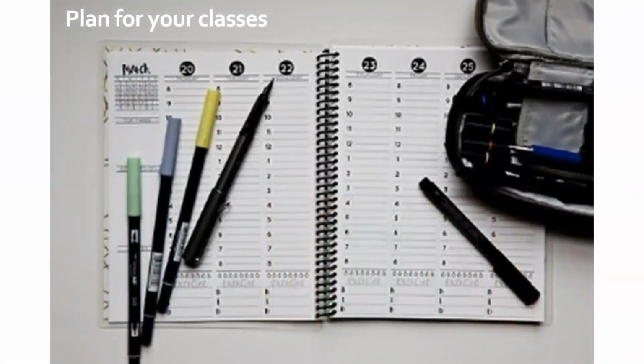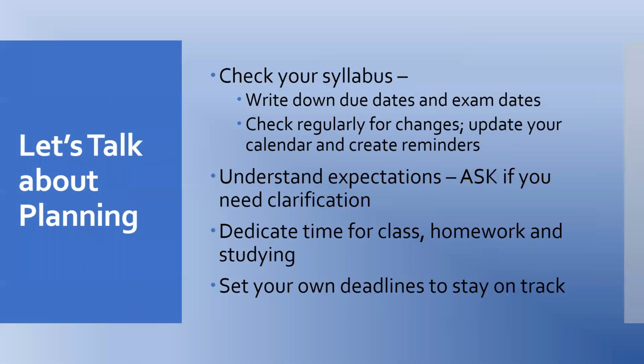Another thing you want to do proactively is to plan. You want to plan for your classes, and especially those classes that are online or hybrid. You want to make sure that, again, as I said earlier, you're spending enough time engaging in that material, and you're not just not planning for them and forgetting about things that are due. So let's talk for a minute about planning.